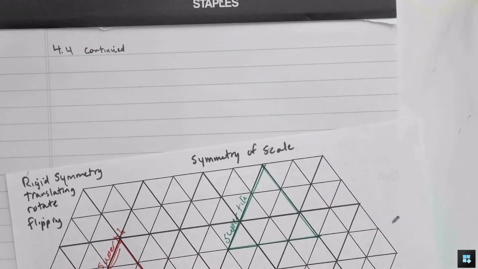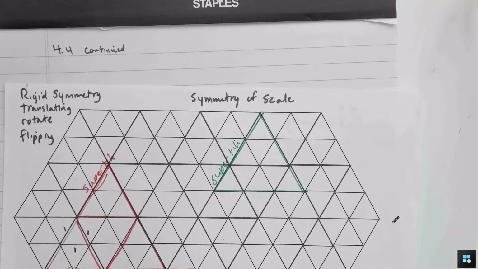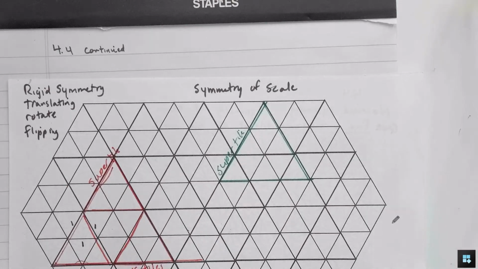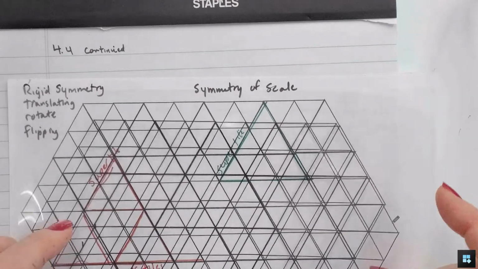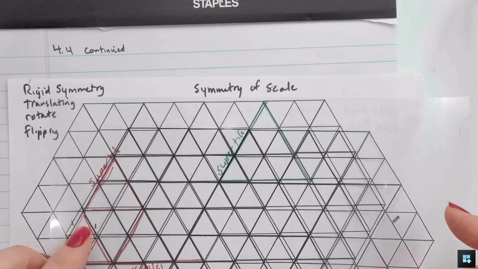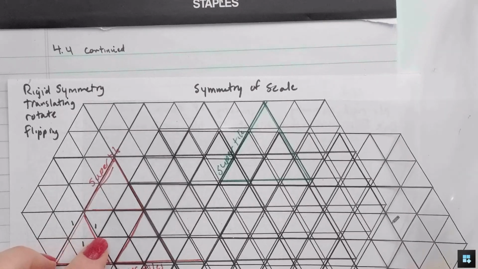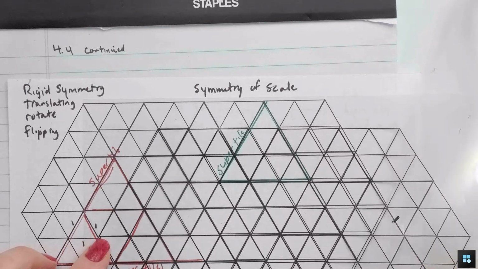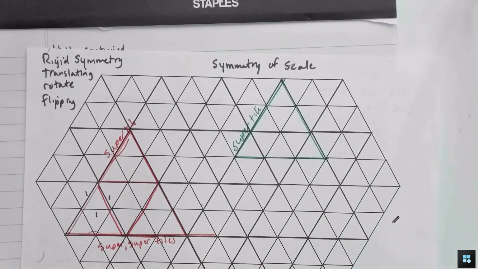The triangles had rigid symmetry and symmetry of scale. So you can see the rigid symmetry from sliding around the transparency, even if you're just doing that in your mind. And you can see symmetry of scale as you group together triangles to make a larger triangle, the same proportion.